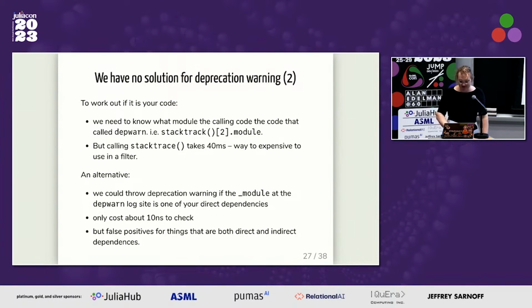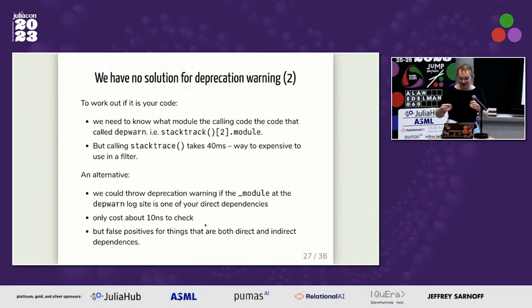The best alternative I've come up with so far is we only throw a deprecation warning if the module of the deprecation is something that you do depend on directly. This only takes 10 nanoseconds to check. However, it has false positives. I depend on this thing, but it could be that my dependency also depends on this thing, and I didn't call the deprecated method, but my dependency did. Maybe we're willing to accept some false positives in order to not silence all deprecation warnings. After all, up until 1.5, we accepted all of the false positives.